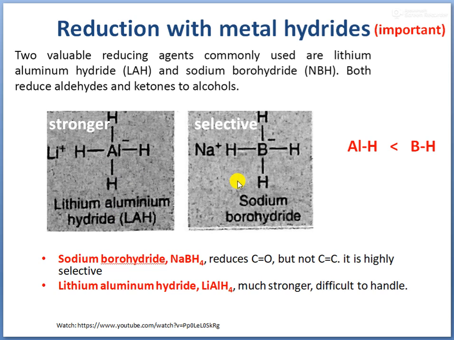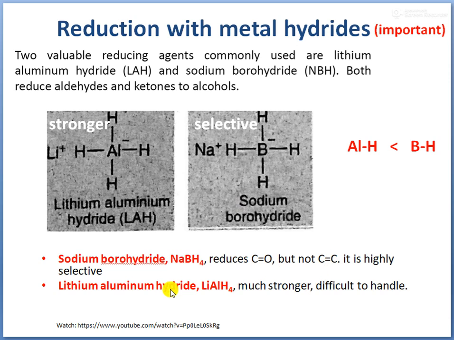The second metal hydride which is commonly used is sodium borohydride. Here, the Na+ is the positive part and BH4- is the negative part. If we are using sodium borohydride, it reduces only the C=O group but not the C=C in the molecule. So sodium borohydride is a highly selective reagent. It selectively reduces the carbonyl group and does not affect the C=C of the molecule.